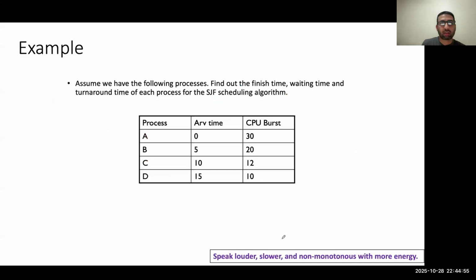Example. Assume we have the following processes. You need to find three things: finish time, waiting time, and turnaround time. I hope you remember from the last lecture how you find them. So find out the finish time, waiting time, and turnaround time of each of the processes for the SJF, shortest job first, scheduling algorithm.